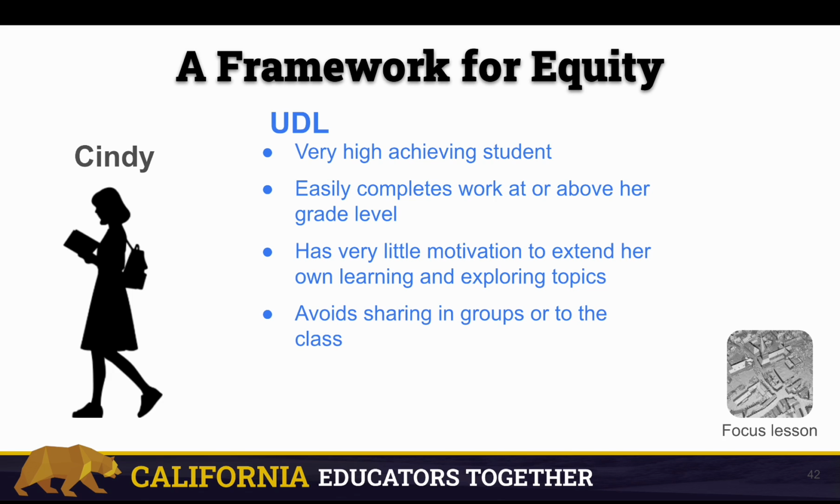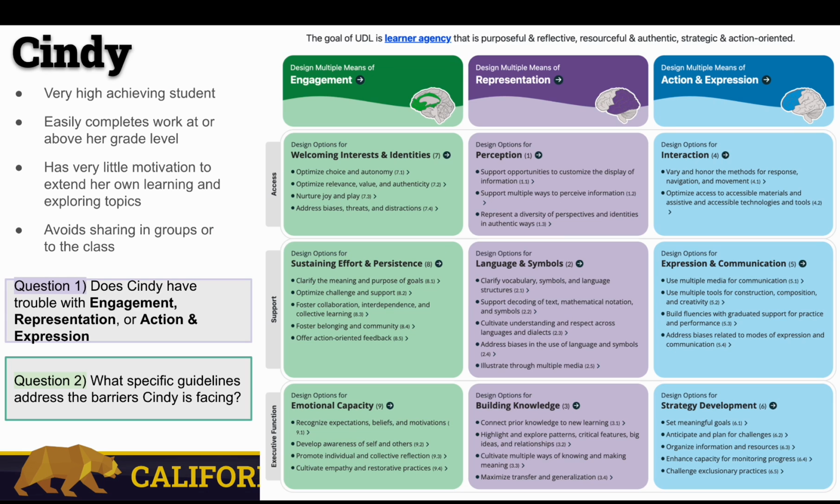Cindy's a very high achieving student. She easily completes her work at or above grade level. She has very little motivation to extend her own learning and exploring topics, and she avoids sharing in groups or to the class. So if we look at Cindy through the lens of what barriers she's facing, she's a very high achieving student. Well, that means that very easily she can bring in the information, and in many ways she could even express it enough to show mastery.